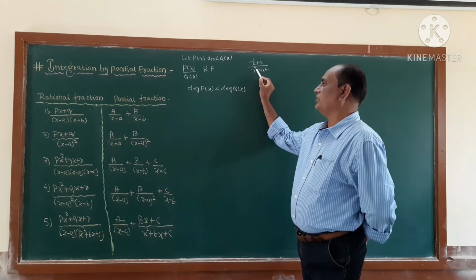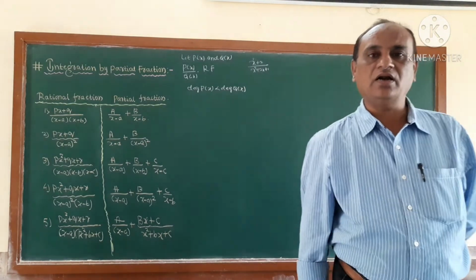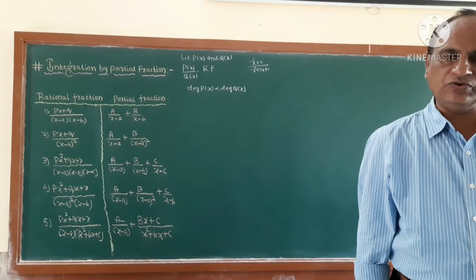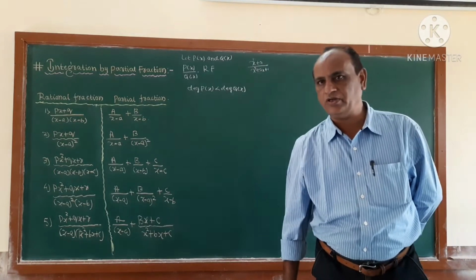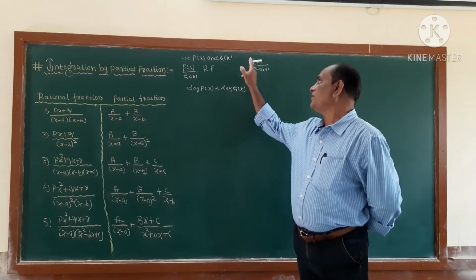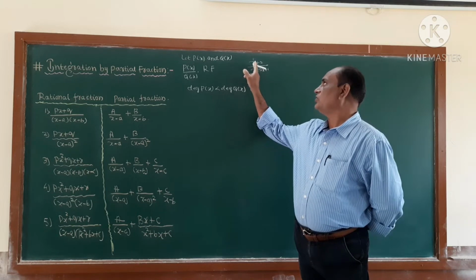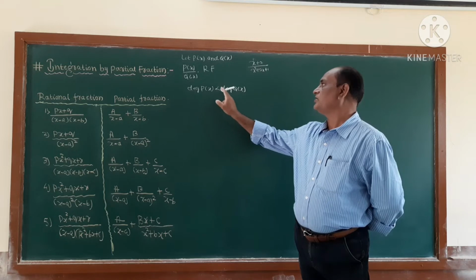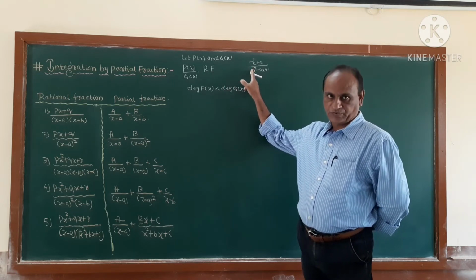Since the numerator degree is less than the denominator degree, this rational fraction is a proper fraction. Just observe this overall example. Numerator degree is 1, denominator degree is 2, so the degree of p(x) is less than the degree of q(x).